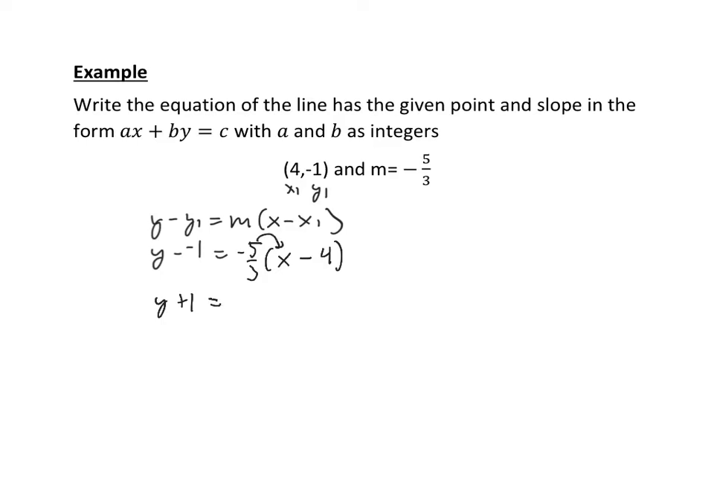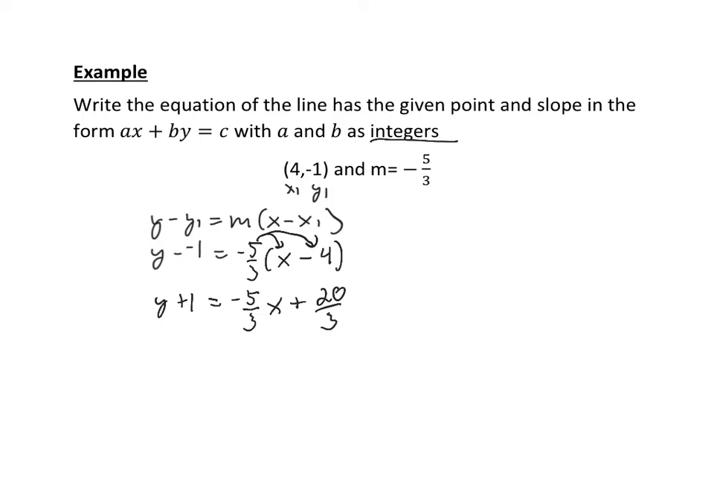Equals. I can distribute this negative 5 over 3. Negative 5 over 3x. And then a negative times a negative is a positive. 5 times 4 is 20. So positive 20 over 3. Now notice how I'm dividing these by 3 and it says I want integers. Fractions are not integers. Integers are numbers that do not include fractions. So we need to get rid of those fractions.